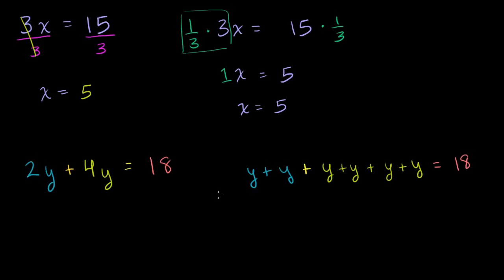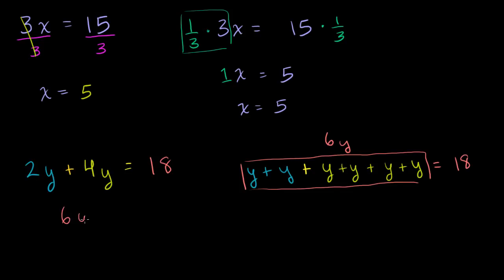So you could simplify this as 6y is equal to 18. And if you think about it, it makes complete sense. The 2y plus the 4y is 6y. So 2y plus 4y is 6y, which makes sense. If I have 2 apples plus 4 apples, I'm going to have 6 apples. If I have 2 y's plus 4 y's, I'm going to have 6 y's. Now that's going to be equal to 18.